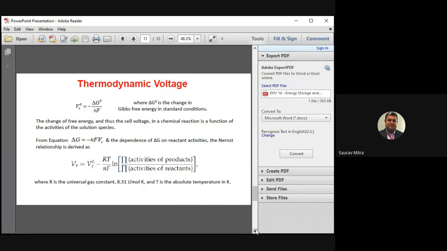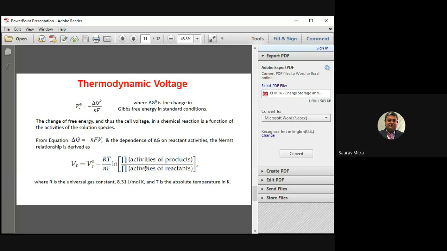This also explains thermodynamic voltage. We start from the same equation, and finally we find VR is equal to VR0 minus RT divided by NF, natural log of activities of products over activities of reactants. So inside the battery, there are actually three things: cathode, anode, and electrolyte. They react with each other and produce some products or byproducts.